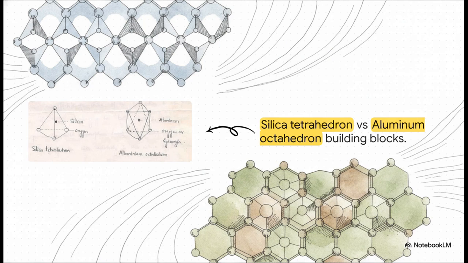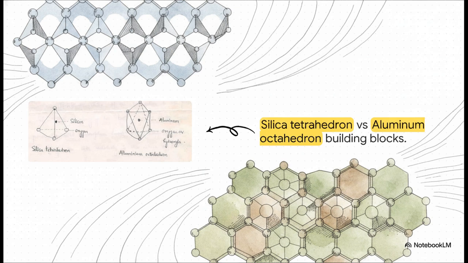Notice that single silicon atom sitting perfectly in the center of the four surrounding oxygens on the left? That is your tetrahedron. Over on the right, you see the aluminum ion surrounded by 6 points, oxygens or hydroxyls, making up the octahedron. Now, our source points out a super interesting detail.